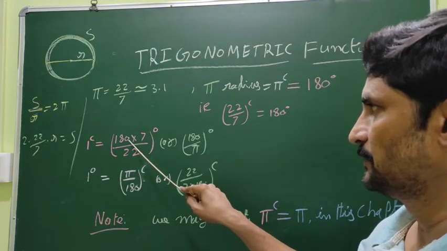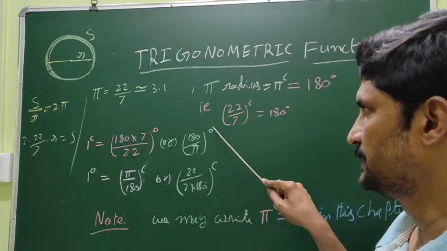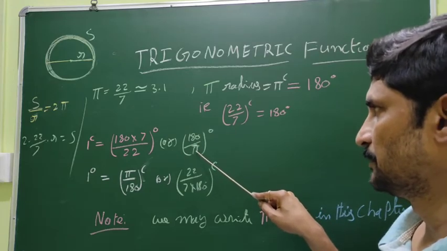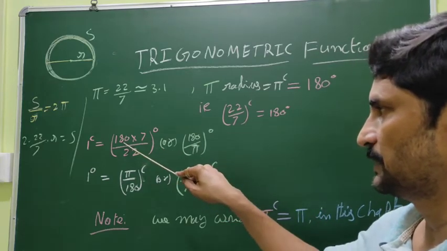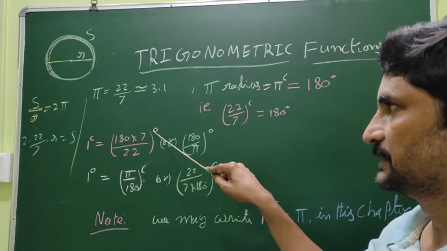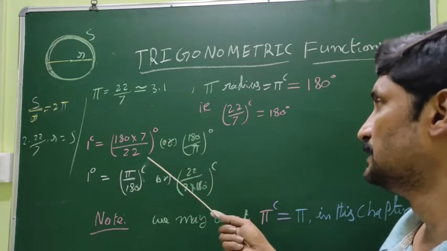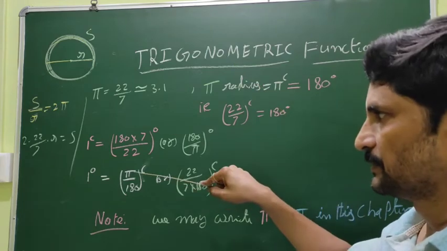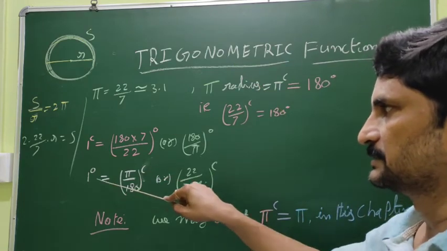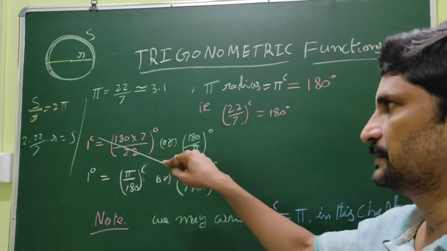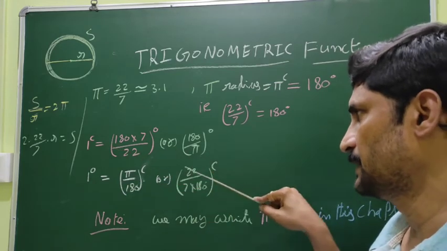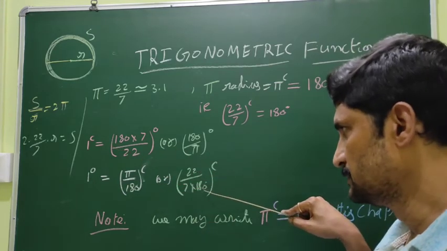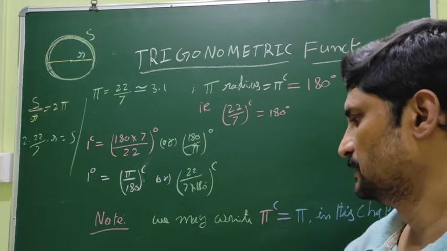1 radian is equal to 180 by pi degrees. Pi is 22 by 7, so 180 into 7 by 22 degrees. Suppose 1 degree is equal to pi by 180 radians. Degree to radian, radian to degree. Here pi is nothing but 22 by 7, equal to 180 degrees.